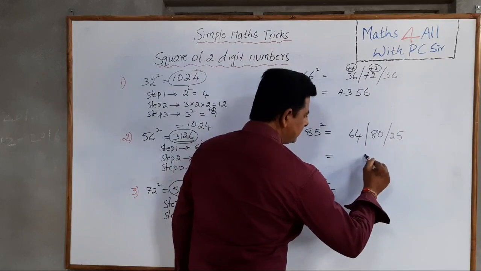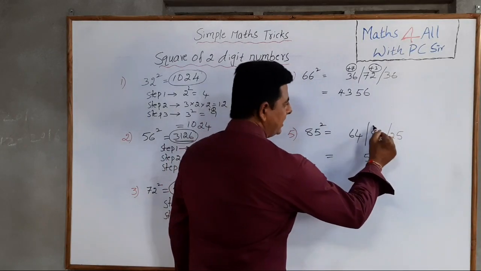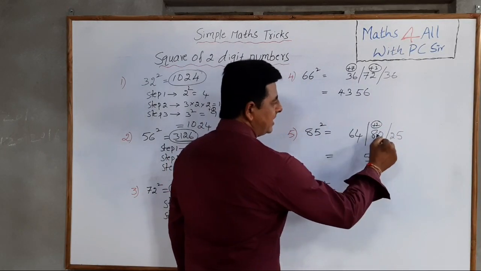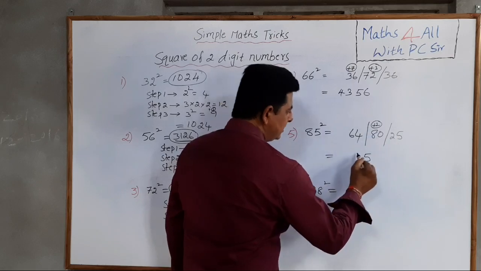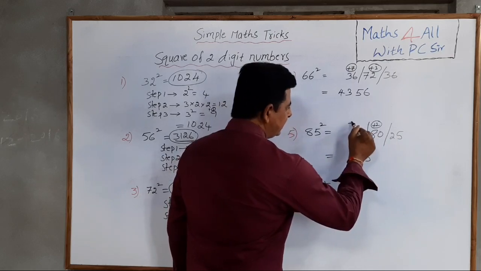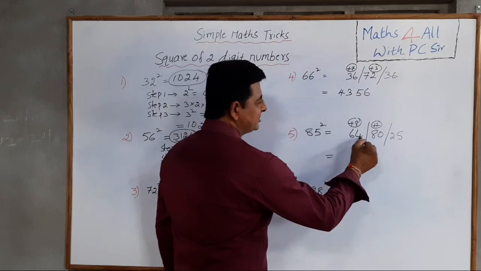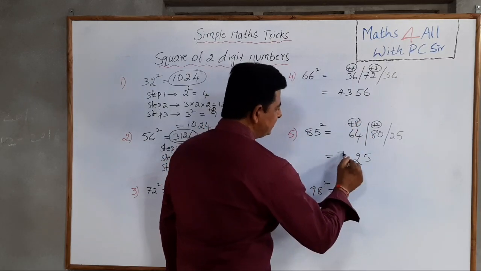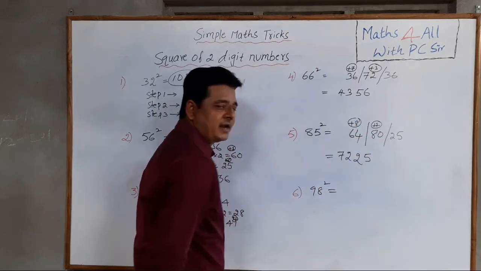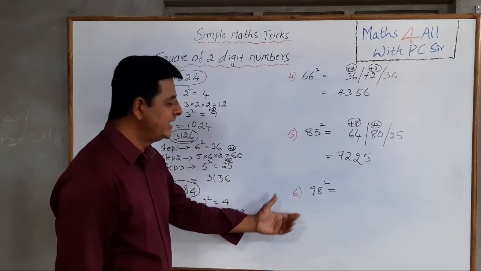First write 5 in the units place. Again 2 there, that is carry forward here. 80 plus 2, 82. Again 8 carry forward. And 64 plus 8, that is how much? 72. Clear, all of it. And the last one, 98 square.